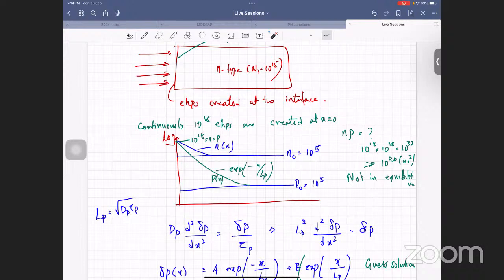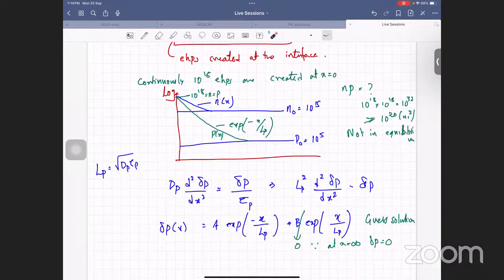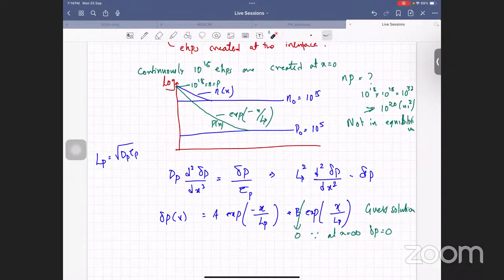So if you shine light, how much distance does it take? It takes the distance of Lp, a few diffusion lengths. After a few diffusion lengths of Lp, delta p is going to be 0.